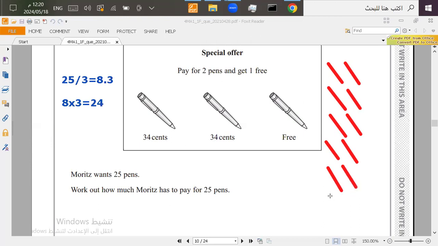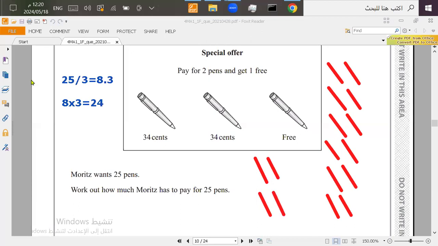Five, six, okay, no space here, seven, eight. Now, each time he buys two pens, he gets one for free.